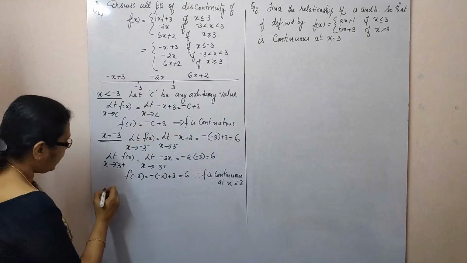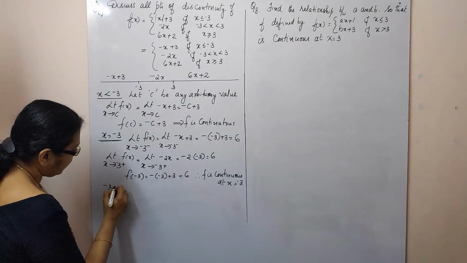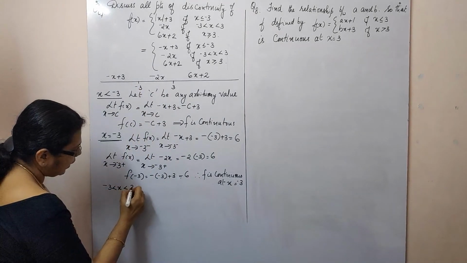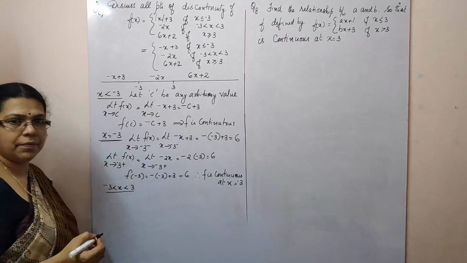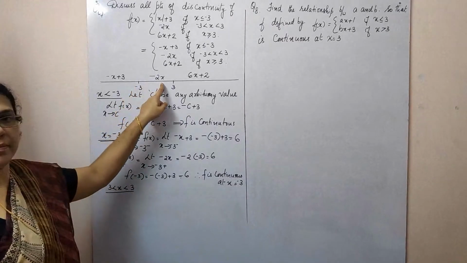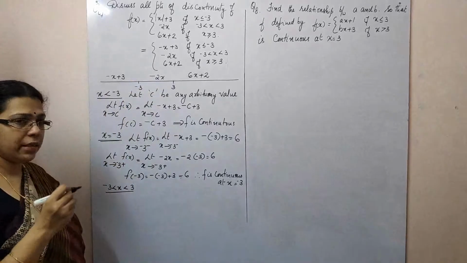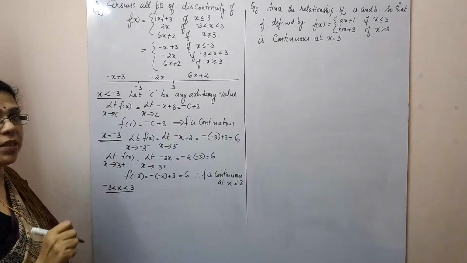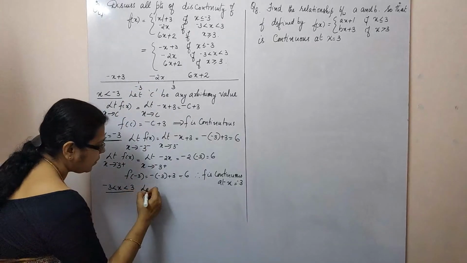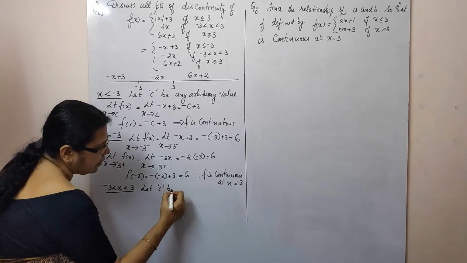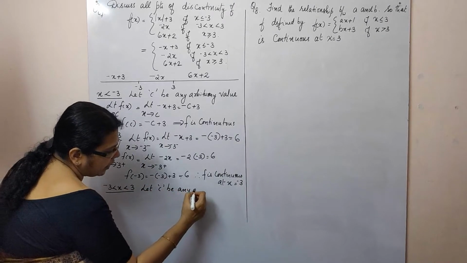Now, when I consider this entire interval, again I need to discuss this interval. That means, the interval where minus 3 is less than x less than 3. This is the next interval. Inside this interval, what do I say about the discontinuity? Let me take a point c. Let c be any arbitrary value.